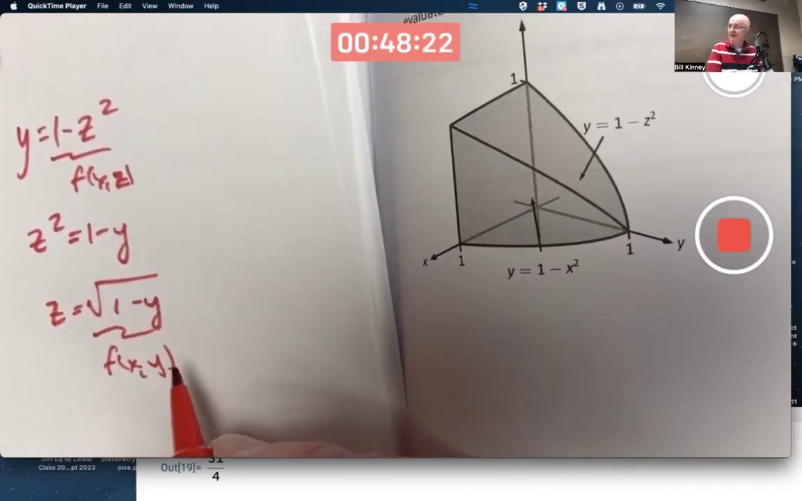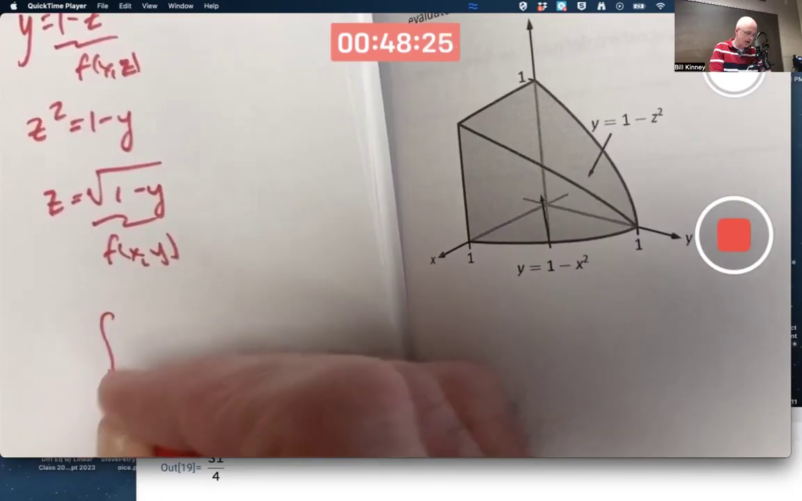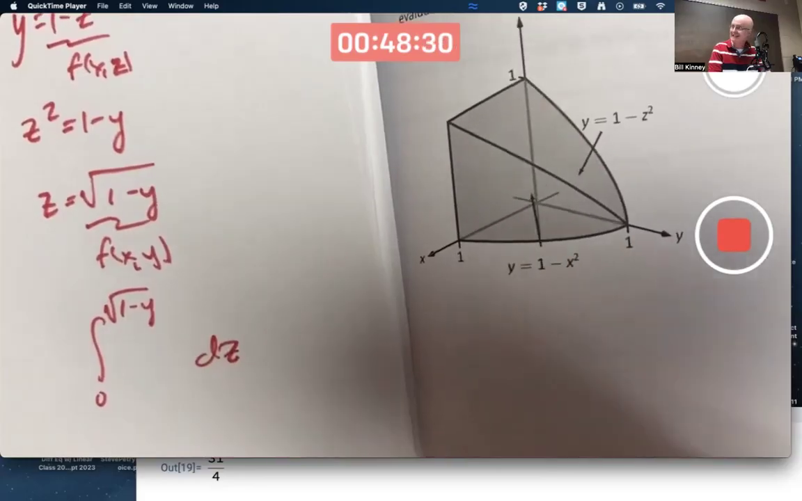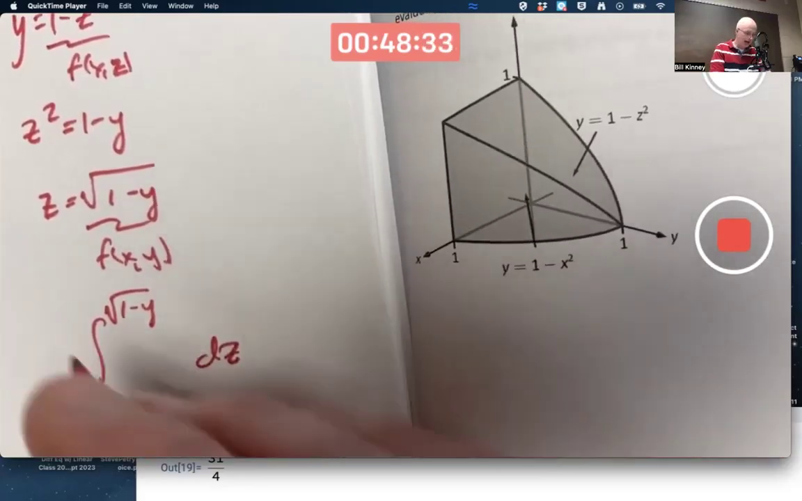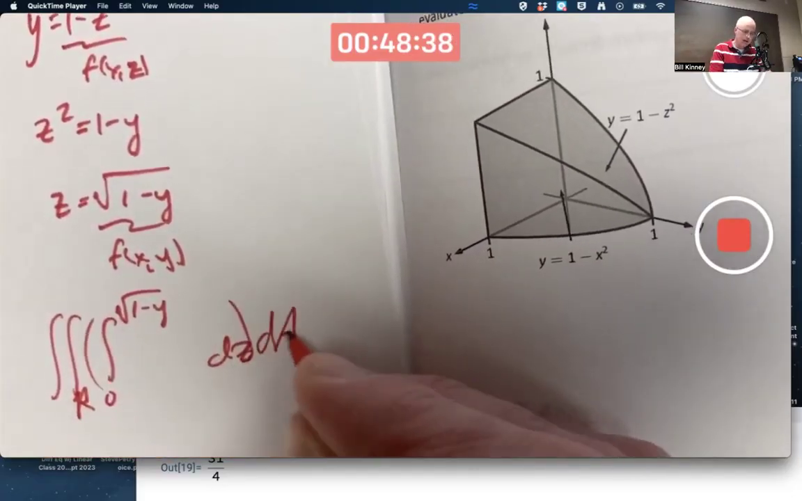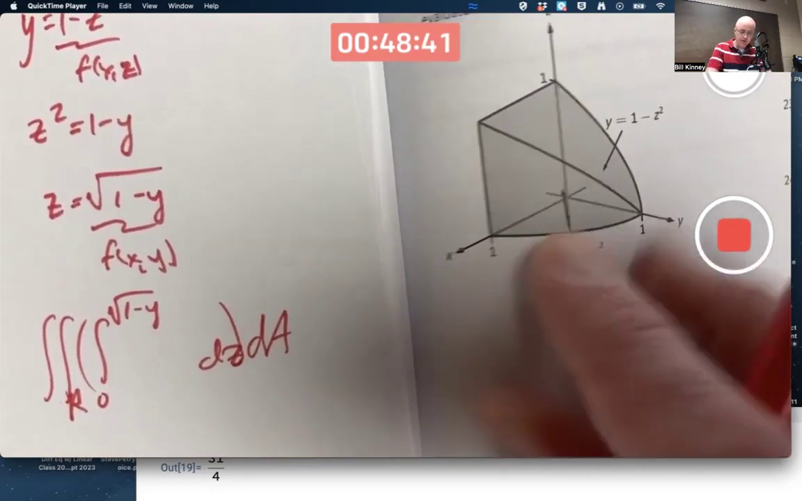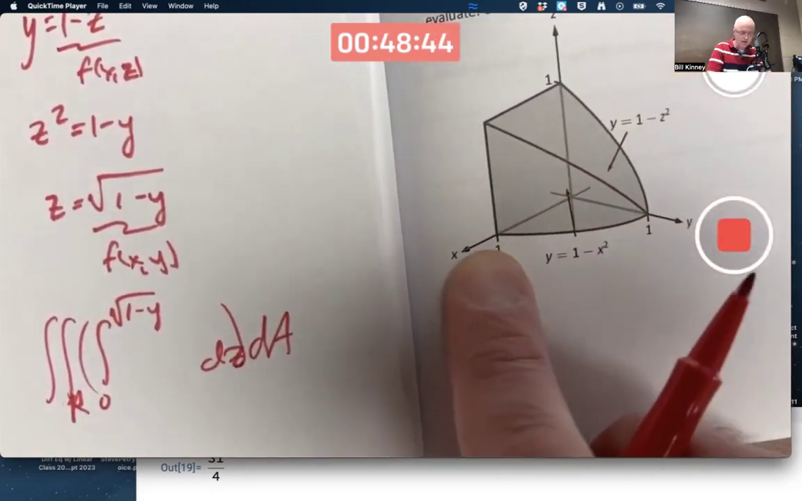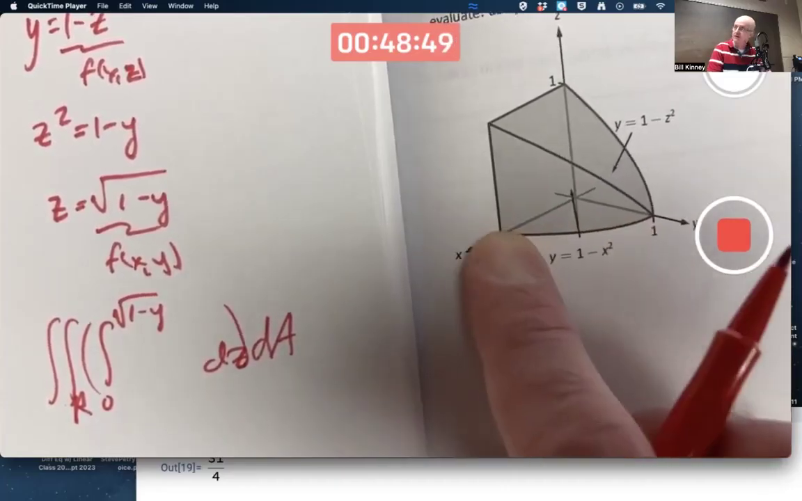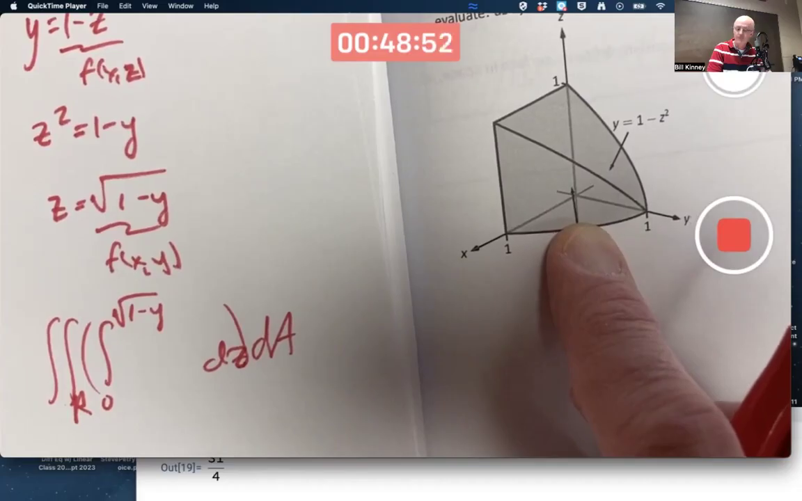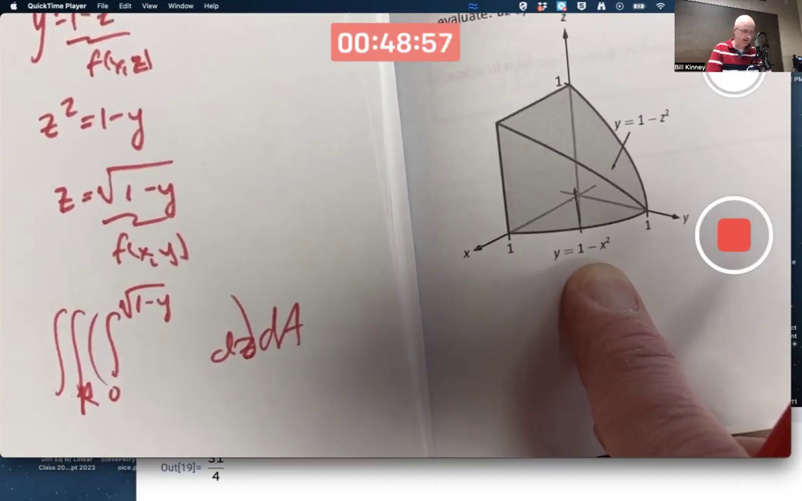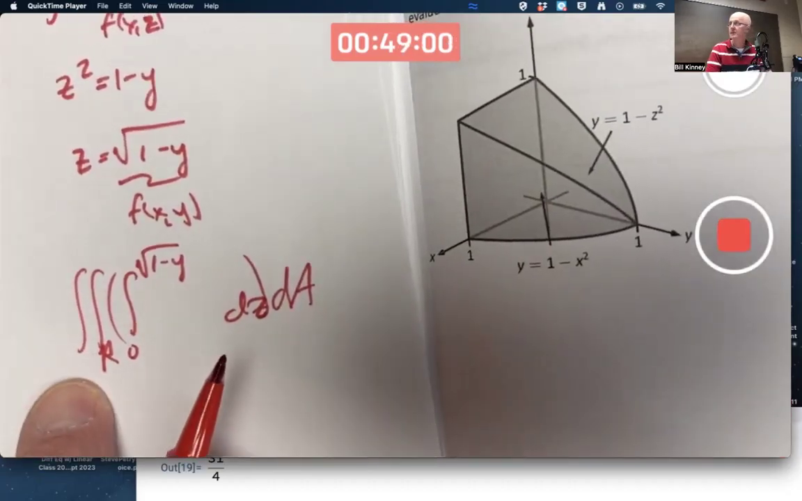So for the inner integral with respect to z, you'd go from 0 to square root of 1 minus y. That would be the inner integral with respect to z. The outer double integral would be over a region. When you compress this thing down to the XY plane, it would be this region down at the bottom there, which is no longer a triangle, but a curved region. What's the graph of that curve? It's y equals 1 minus x squared. You could draw that in an XY plane to help you figure out how to represent R, either as vertically simple or horizontally simple.